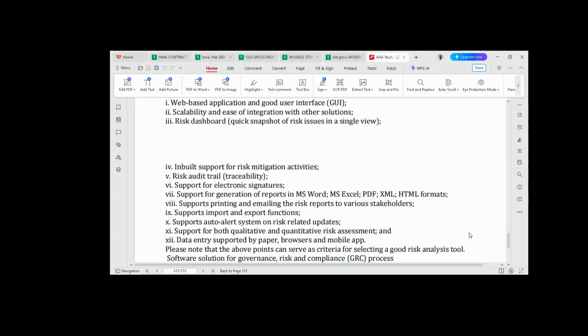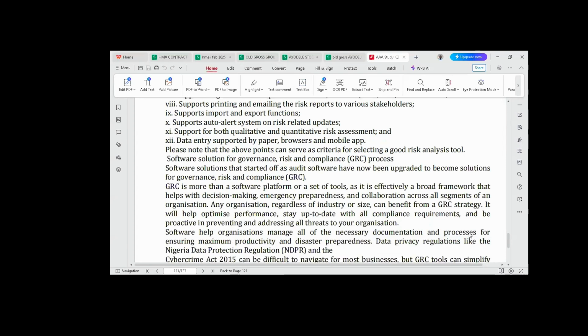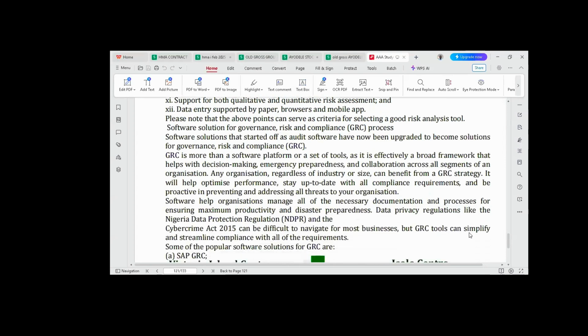All right. Then it supports both qualitative and quantitative risk assessment. I've explained that earlier. Then data entry support by paper, browser, and mobile app. Yeah, that one is clear. All right. So that is for the risk management tool pack.